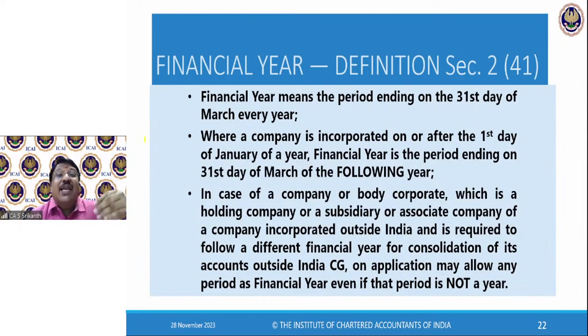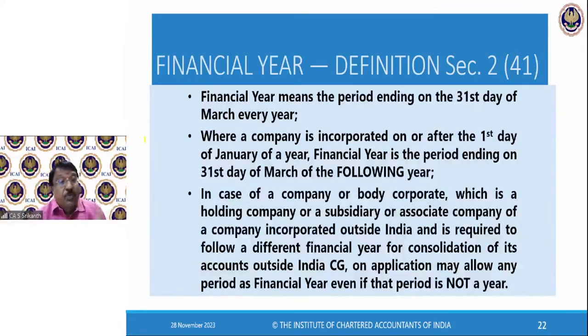Now, as an exception, they are saying where a company is incorporated on or after the first day of January of a year, the financial year is the period ending on the 31st day of March of the following year. So, if a company is incorporated on 3rd January 2023, then that company's first financial year will end on 31st March of the following year, which means 31st March 2024. Got it? Suppose it is 1st April, no problem.